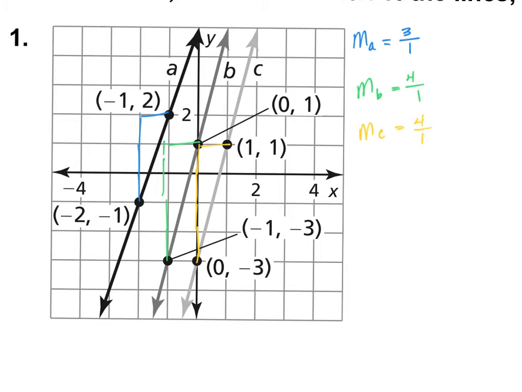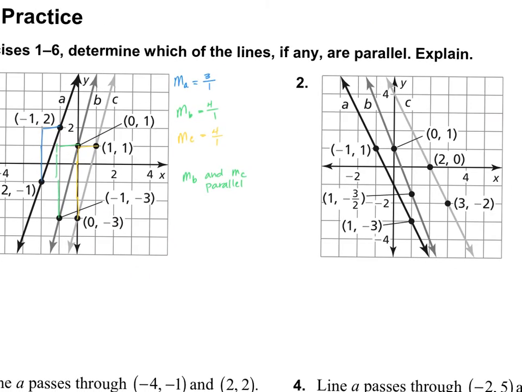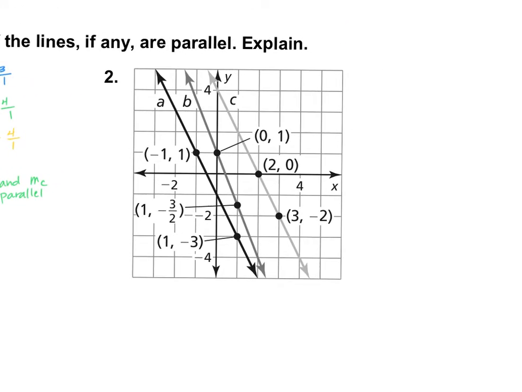All right, so if we wanted parallel, they have to have the same slope. So B and C are parallel because they have the same slope. Do you see anything with perpendicular? They would have to be opposite sign and reciprocal. Since all of these are positive, there's just no way we have a perpendicular. So that looks like it's it. We just have B and C are parallel.